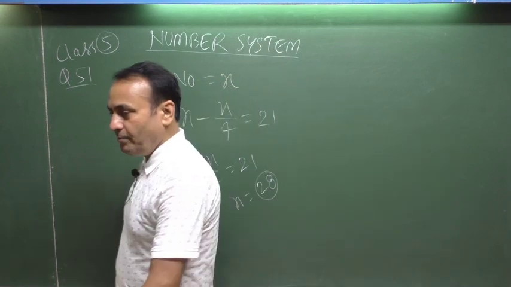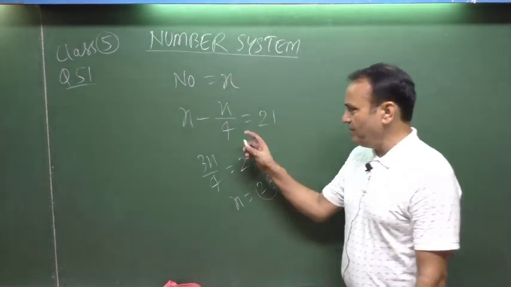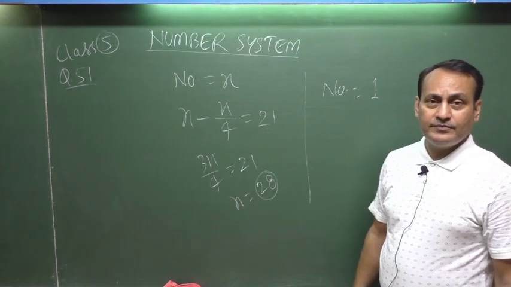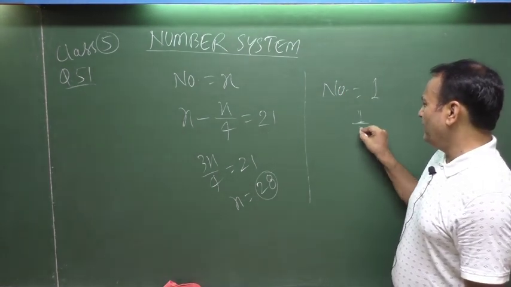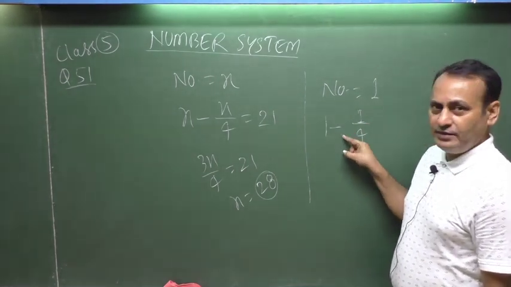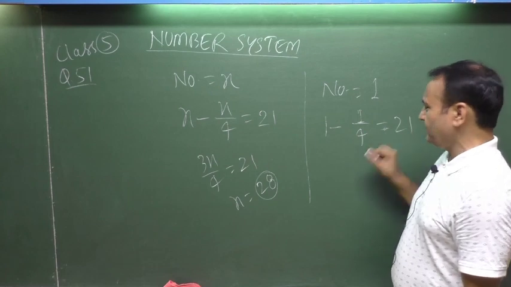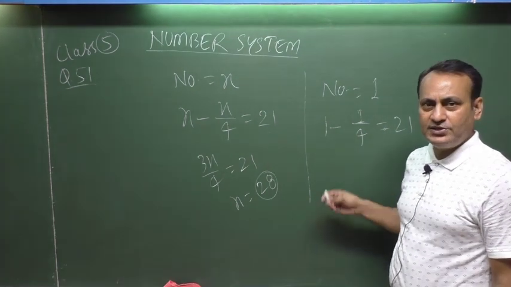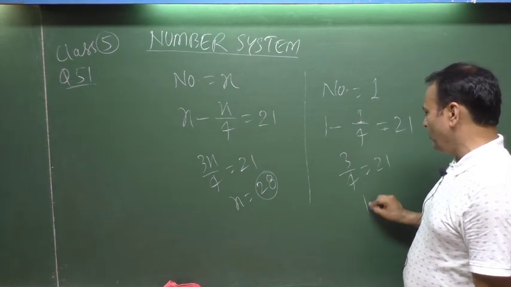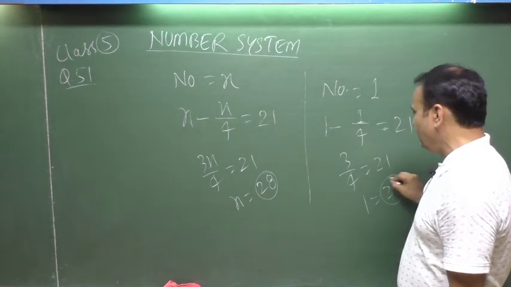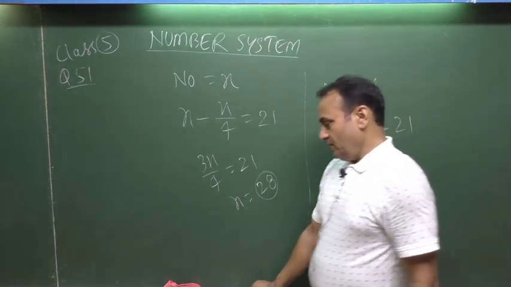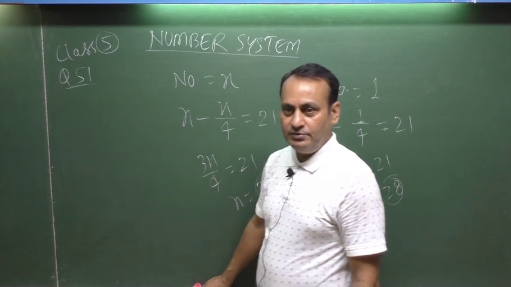I will suppose the number as 1 and the same method will be repeated here. See here, the number is 1 and 1 divided by 4 becomes 1 by 4. This is less than 1 by 21. That means 1 minus 1 by 4 is 21. Now this is 3 by 4 equals 21, so 1 equals 28 again. This is the same answer. Note down. Thus we reached the answer of question number 51.